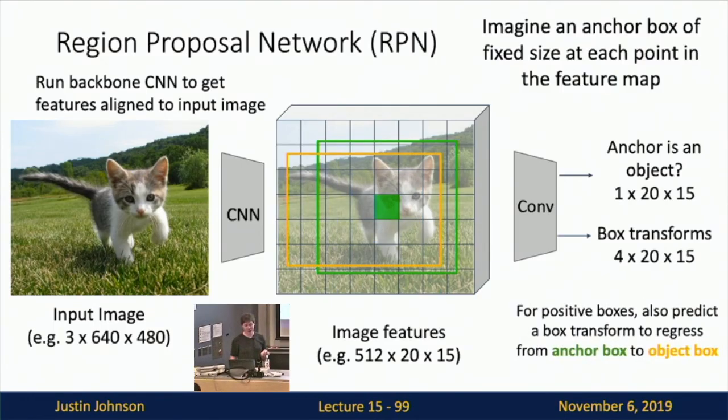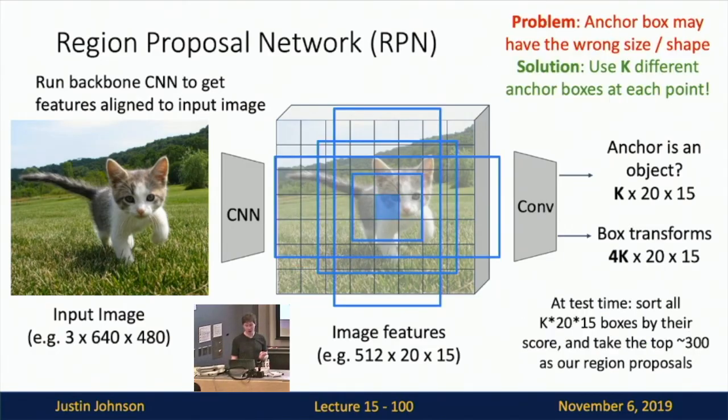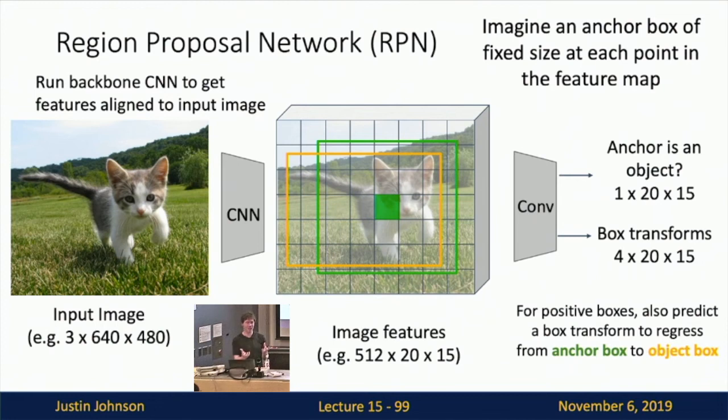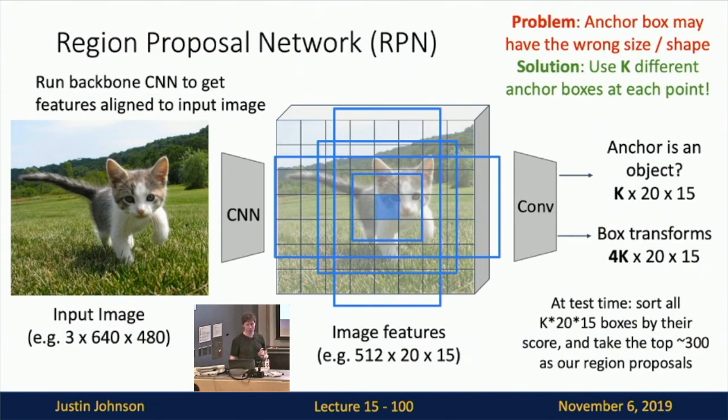But of course, this is not complicated enough. And again, we can predict these values for the box transforms with just another convolutional layer. And of course, this was not complicated enough already. So in practice, using one anchor box of a fixed scale and size per position in the convolutional feature map is usually not expressive enough to capture all the types of objects that we want to recognize. So in practice, instead, we'll typically use a set of k different anchor boxes of different scales, sizes, and aspect ratios at every point in this convolutional feature map.